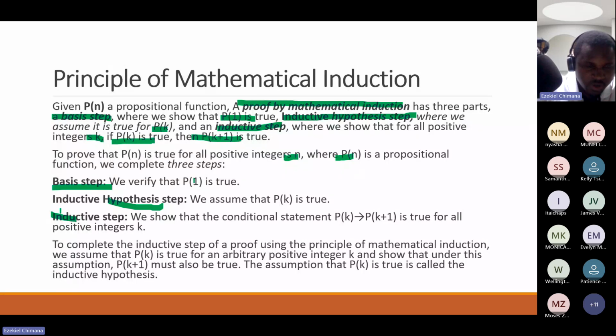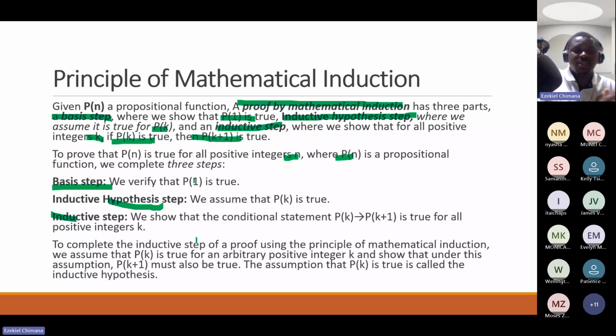So somehow you need to use this step here. So we need to show that the conditional statement P of k implies P of k plus 1 is true for all positive integers k. That's what you need to show. So you are going to use this P of k to show that if it is true for P of k, it must also be true for what? For P of k plus 1.